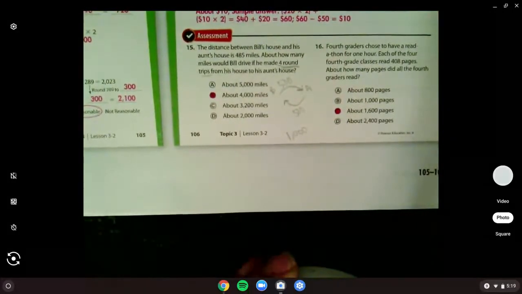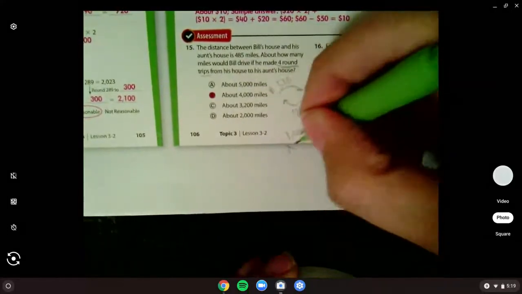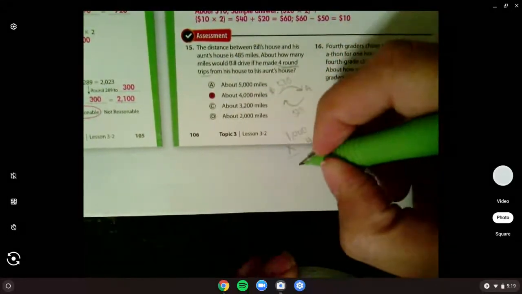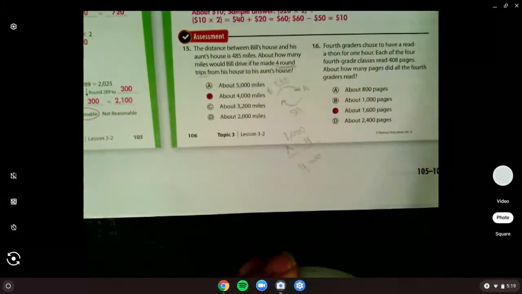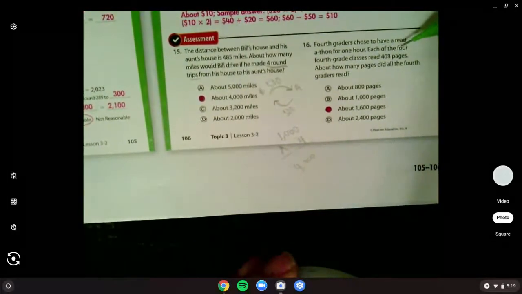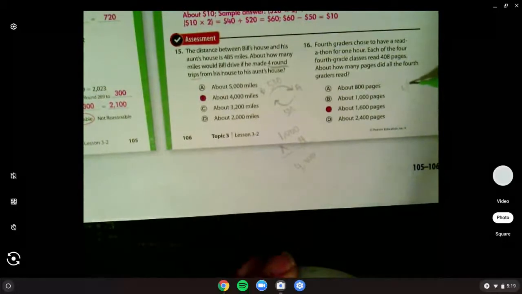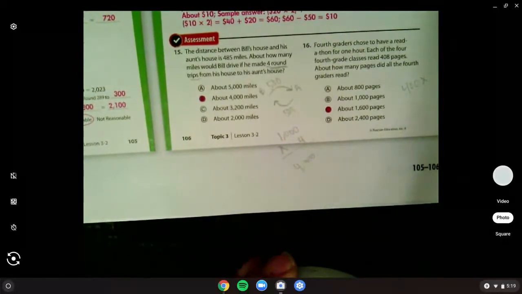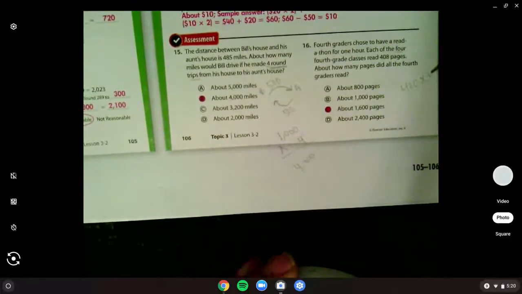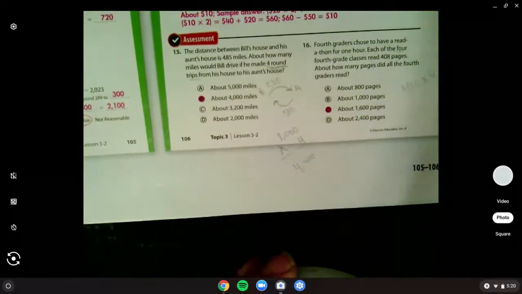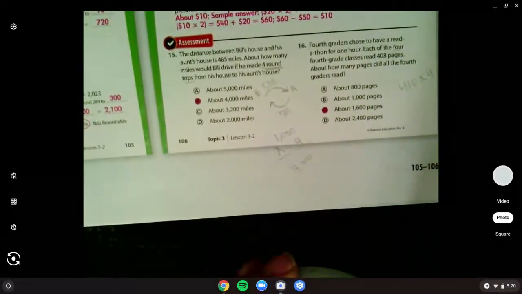But that's only one trip. He does this 4 times. 1,000 times 4 is 4,000. That's why it's 4,000. And 16 should have been about 400 times 4th graders, each 4th grader, all the 4th graders read. Each of the 4 4th grades, so we gotta multiply this by 4, because there's 4 classes. That would get us 1,600 pages. All right, so that was our homework.